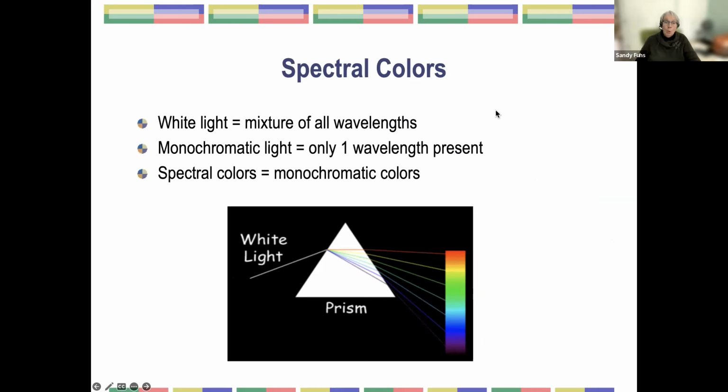Okay, so white light has all the wavelengths. Monochromatic. When we talk about mono, that means one. Chromatic means color. And so one wavelength of light, like the reds, the greens, the blues, those are mono.